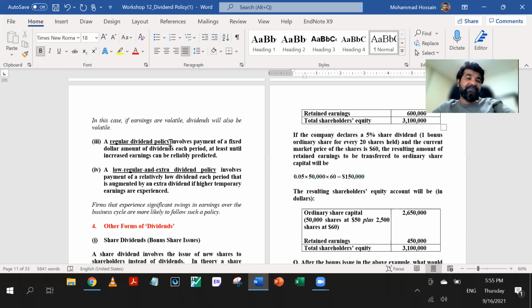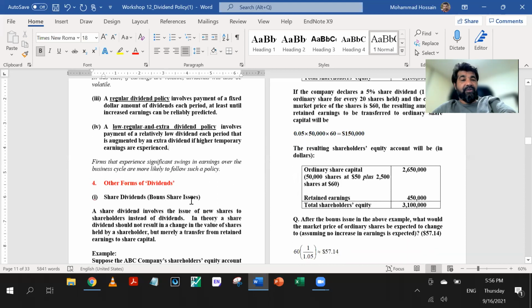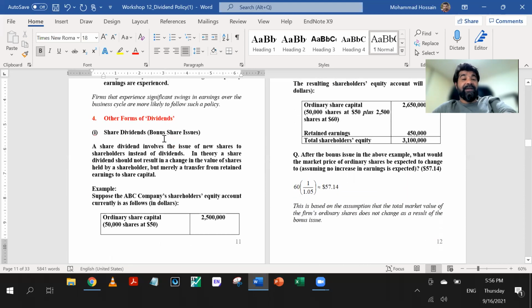Okay. And this is another one, a low regular and extra dividend policy. It involves payment of a relatively low dividend each period that is augmented by an extra dividend if higher temporary earnings are experienced. So they pay a low dividend, but if the company has some extra earnings, they will pay a little bit more.